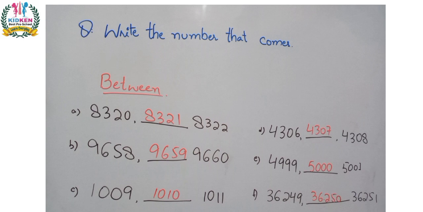Part F and the last part is 36249 dash 36251. So again we can write the after number of 36249 and the before number of 36251. So our solution is 36250.